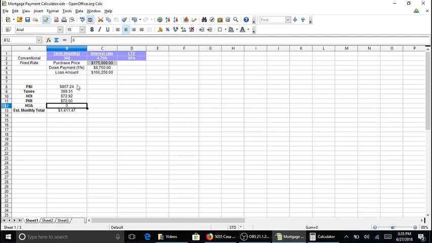Okay, but all these figures are going to be dependent on your credit score, loan to value, and that particular property. But at least this spreadsheet gives you an idea of how to calculate when you're out searching properties.